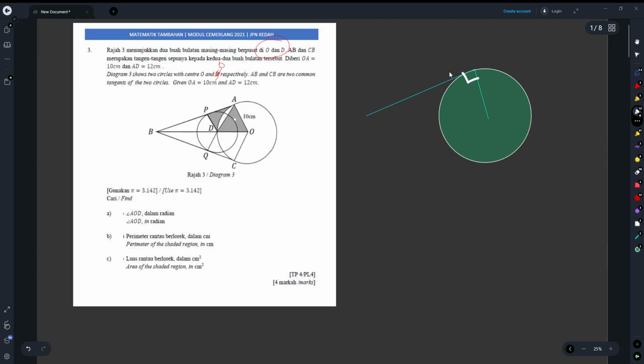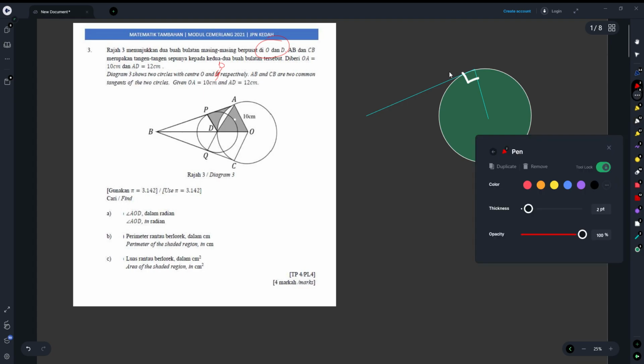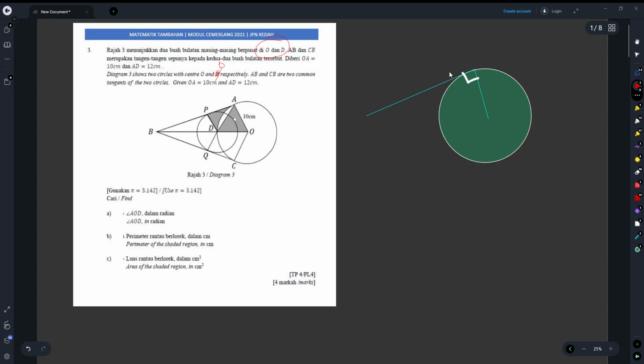So when I apply that understanding, I know already this angle is 90 degrees here, and this angle is also 90 degrees. So technically this line is parallel to this line. Please understand that the line PD is parallel to line AO. This is the first idea that you need to absorb properly. Let us continue to the other part.